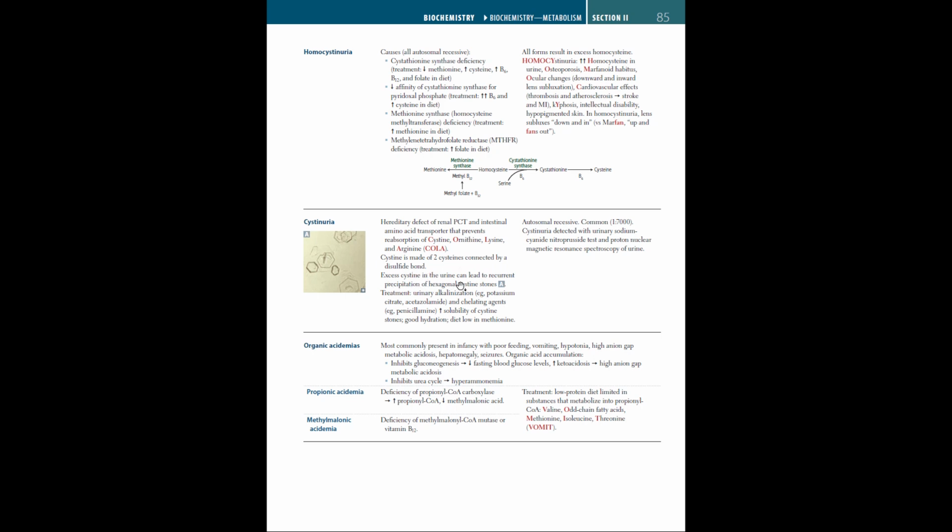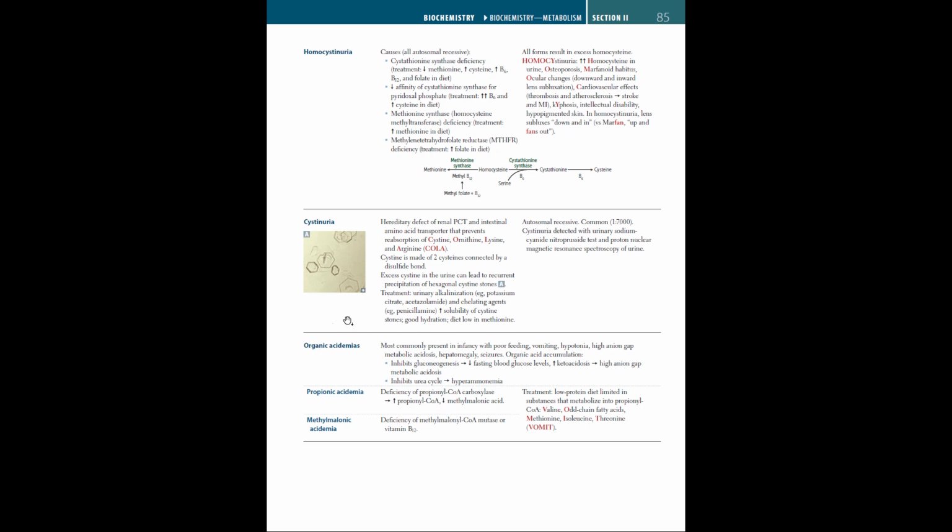Now, excess cystine in the urine can lead to recurrent precipitation of hexagonal cystine stones, as you can see in picture A. The treatment is urinary alkalinization, for example, potassium citrate and acetazolamide, and chelating agents, for example, penicillamine, and increased solubility of cystine stones through good hydration and a diet lower in methionine. Cystinuria is autosomal recessive and quite common, 1 out of 7,000. Cystine is detected with the urine sodium cyanide-nitroprusside test and proton nuclear magnetic resonance spectroscopy of urine.